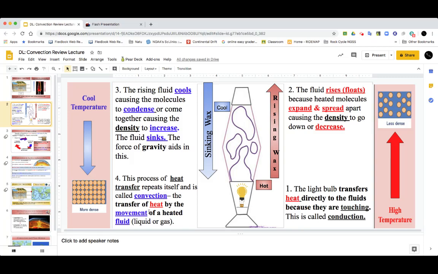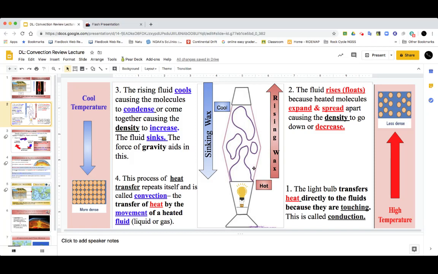So a quick review. We have the lava lamp working because of heat. Heat is transferred from the light bulb to the liquids inside of the lamp. The wax actually absorbs more heat and rises to the top because its molecules spread apart or expand from each other, and that causes the density of the wax to decrease. This is why we have the rising wax heading toward the top of the lava lamp.